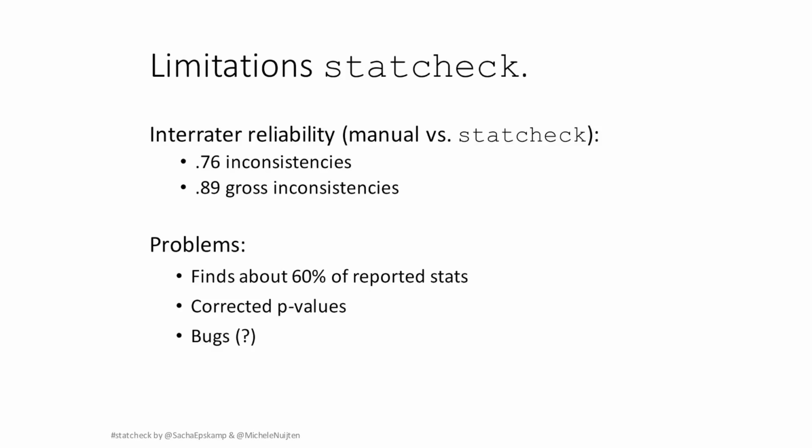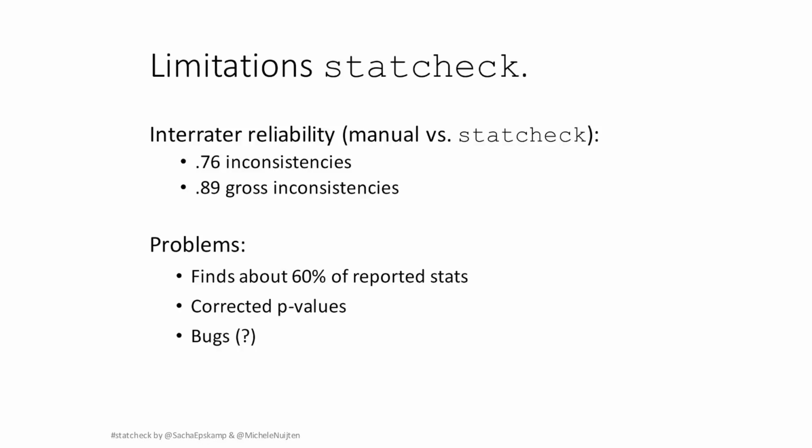So those two things are underlying this whole process. Since this is automated software and a machine is always more stupid in a sense than a human, there are obviously some limitations to this software. The most important thing probably to mention is the inter-rater reliability here. We compared the results of statcheck with the results of a manual check, and we found that there was a 0.76 inter-rater reliability for inconsistencies and 0.89 for gross inconsistencies. So that shows that the algorithm is not perfect, but it's doing reasonably well.